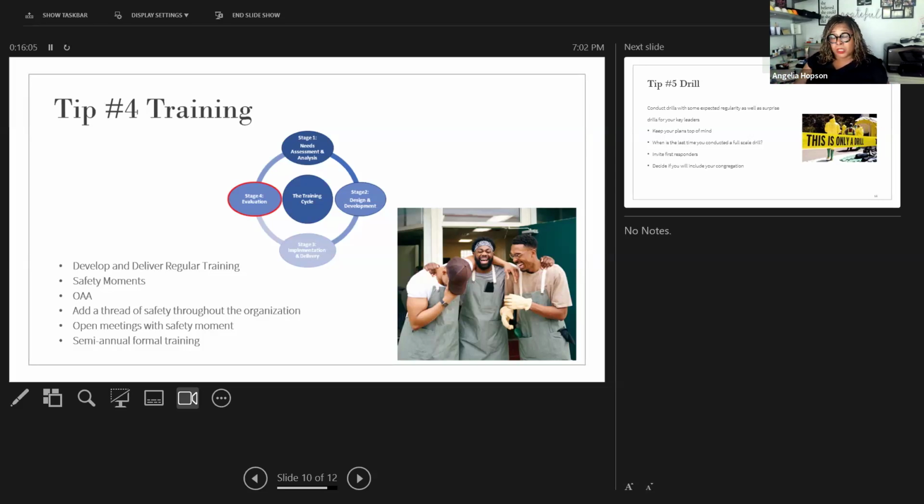Do the people who are working in the office Monday through Friday know where the fire extinguishers are, know which doors should be locked? Start equipping those folks too. And then Gary, you talked about the semi-annual formal training. That's when you bring in all the teams and do a couple of big trainings a year.